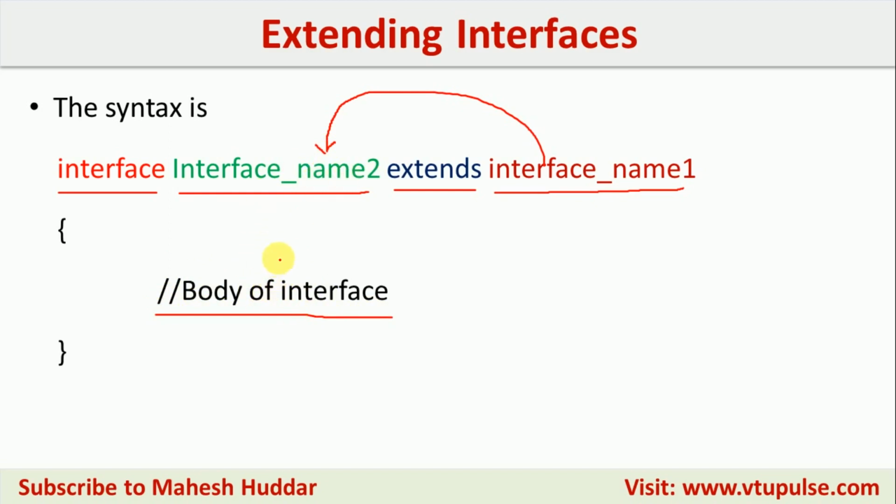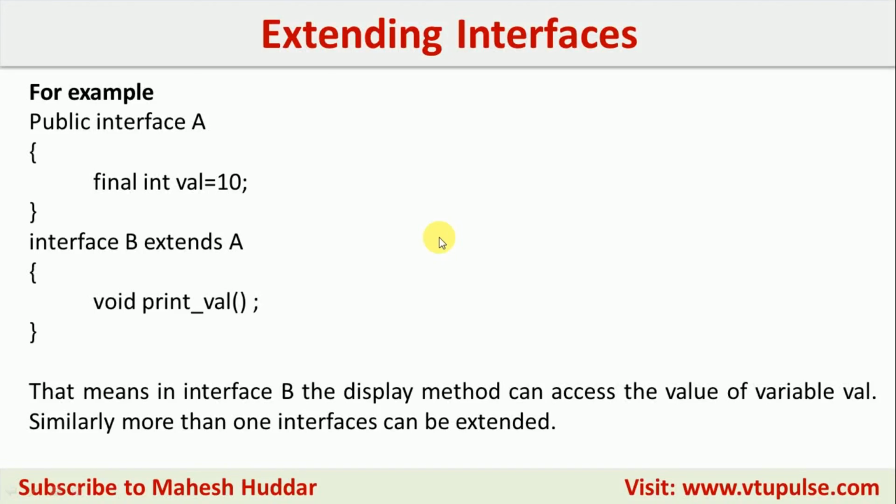If you want to add a few more statements in the interface_name2, yes, you can do that also over here. Now we will take a very simple example to understand how the extends keyword is used in interface. Here you can notice I have created one interface. The name of the interface is A here. It has one field, that is VAL equals 10. That is the final field. Means you can say that it's a constant one.